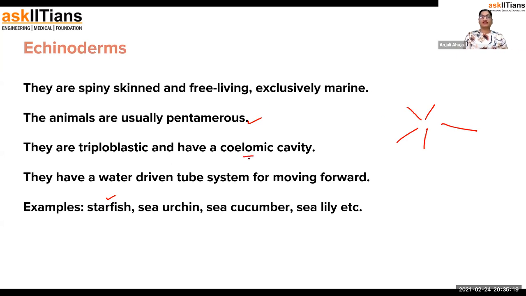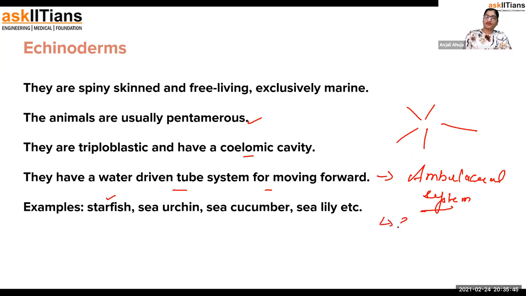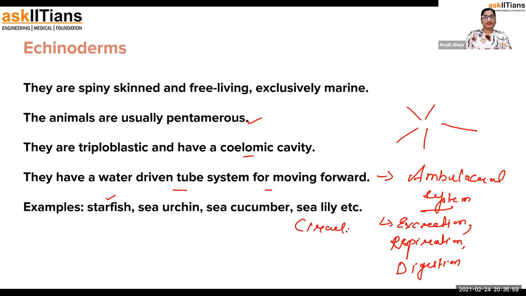They are triploblastic. They have a complete coelom, and a digestive system is there. They have a water-driven tube system for moving forward. This thing is really very important in echinoderms. That water-driven tube system is known as the ambulacral system. This ambulacral system not only helps in movement, it also helps in excretion, respiration, digestion, and circulation, because water will be moving through it.